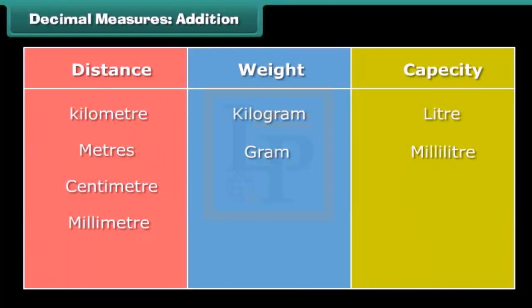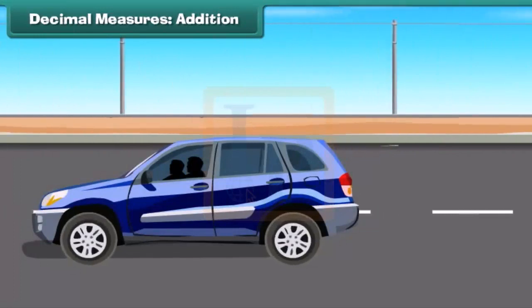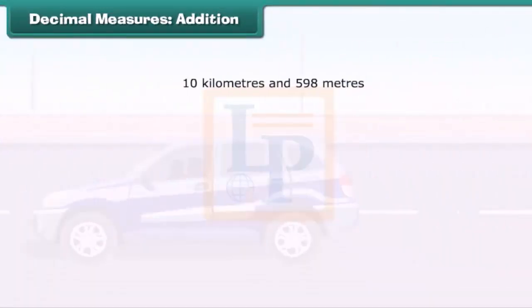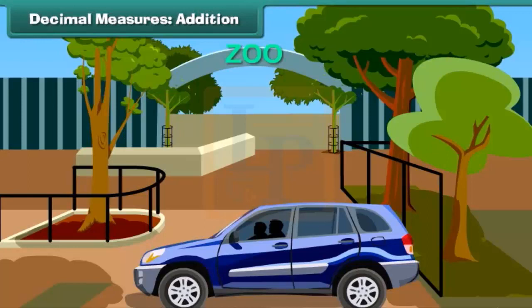We have learnt the different units used for measuring distance, mass, and capacity. Let us now learn how to add, subtract and multiply the quantities in different units. One day Ryan went to the zoo with his uncle. They covered the first 10 kilometers and 598 meters very fast. But they took much time in covering the next 8 kilometers and 633 meters. How much distance did they travel in total?